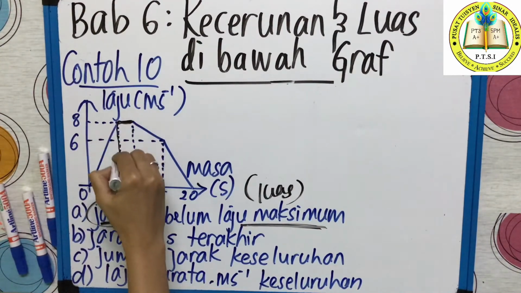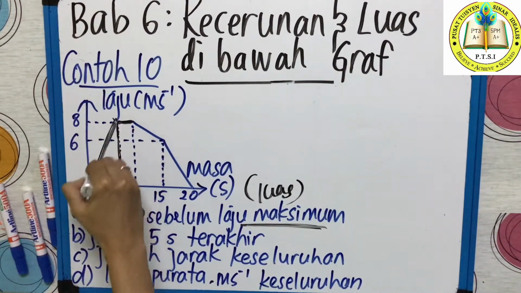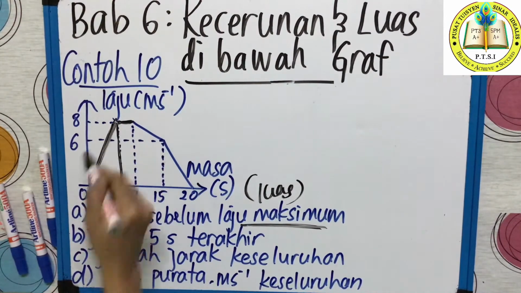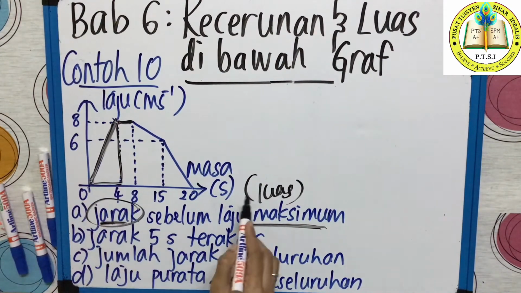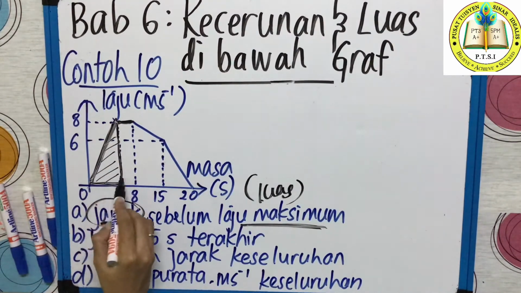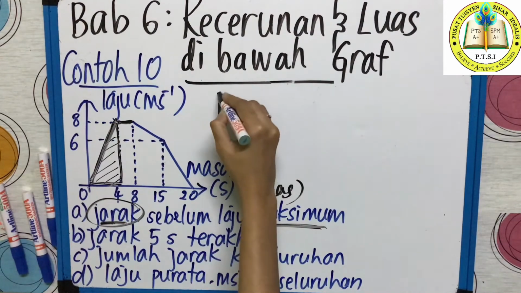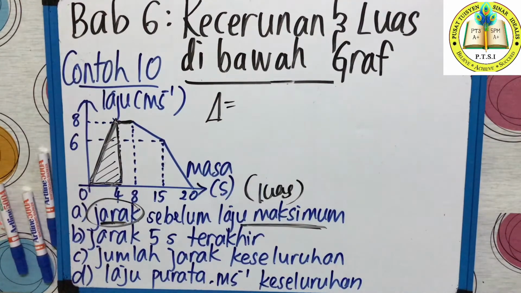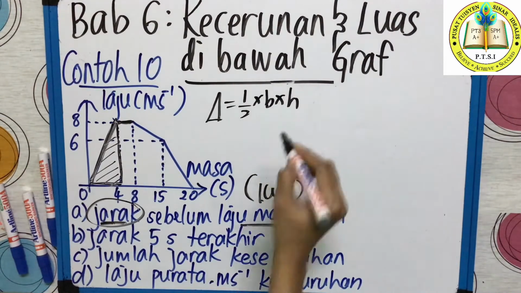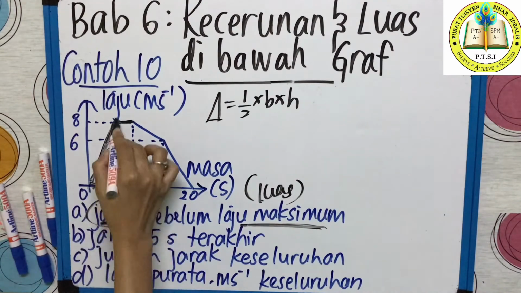So you have to do area for this part. That means this line lah. So this line, this is the beginning line, right? So bila mereka tanya jarak, you do luas. So you do the luas for the first part. Apa bentuk tu? Segitiga. So triangle, teacher show here. What is the area for triangle? 1/2 times base times height. 1/2 kali tapak kali tinggi.